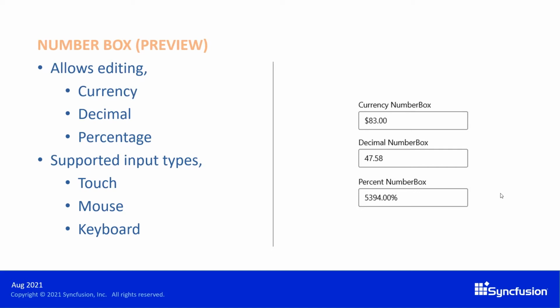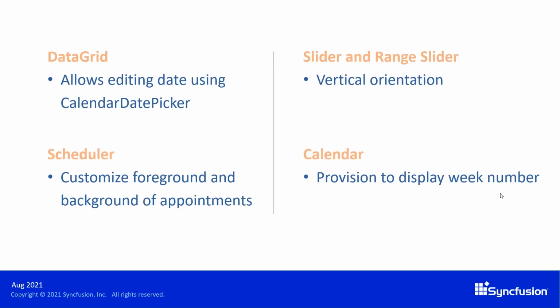Other than the number box control, we have included various other features in different components in WinUI, which includes now we allow editing the data in the data grid cell using calendar date picker. You can customize the foreground and background of an appointment in a scheduler. Now both slider and range slider support vertical orientation. You can now display a week number in the calendar control. So let's go through the demo of all these features.